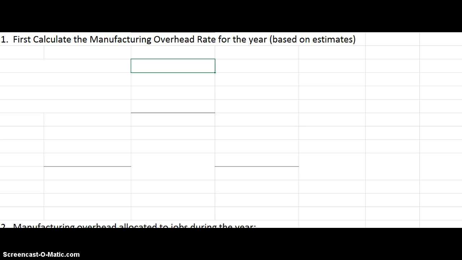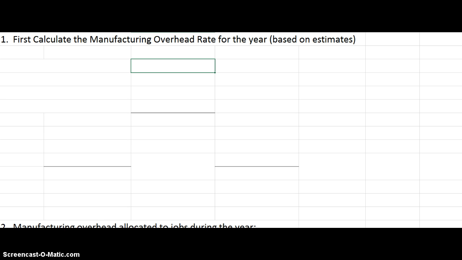So the first thing we need to do is start by calculating the predetermined manufacturing overhead rate. This is done at the beginning of the year because we haven't yet incurred all the overhead costs that will happen during the year. But we will need to assign some of these costs to the jobs that will be coming off the line, because these jobs need to build in a price that covers the manufacturing overhead rate.